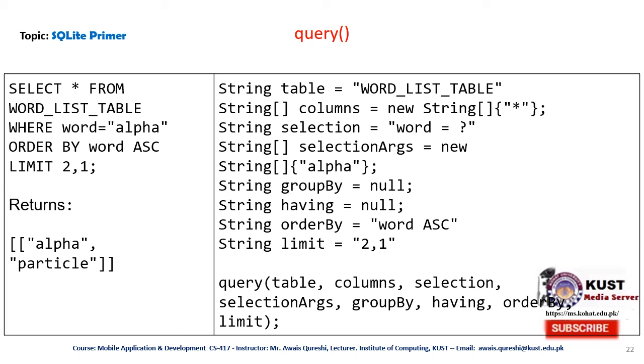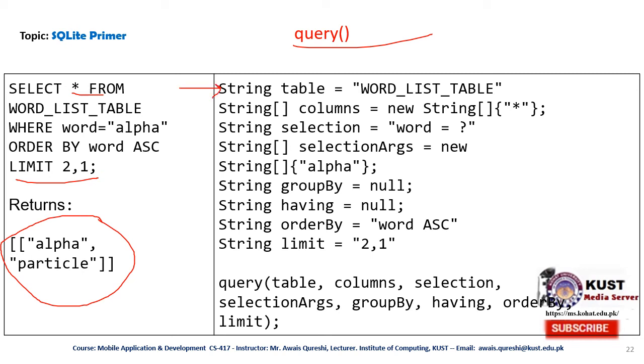So these are more sample queries. We can use more methods of this query. SELECT star FROM this table name WHERE word is equal to alpha, ORDER BY word ascending, and LIMIT 1, 2, and then it returns alpha and practice. Okay, so here is a query. We can do this in this fashion.